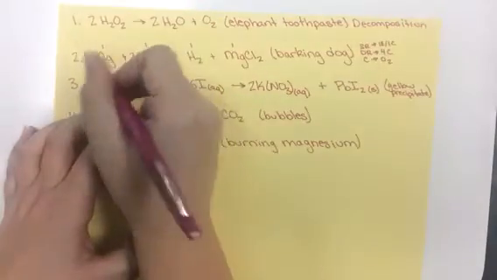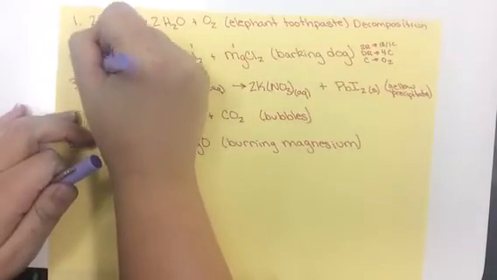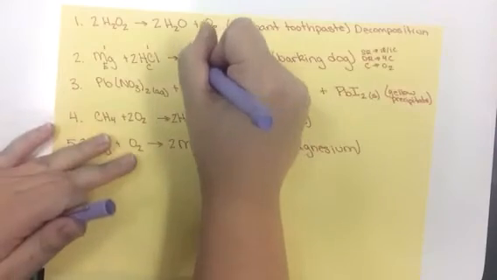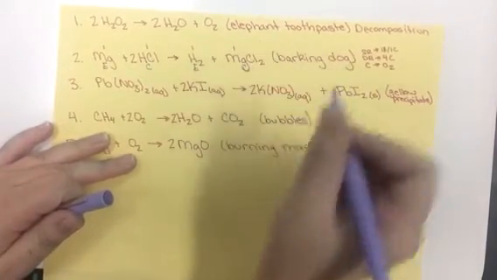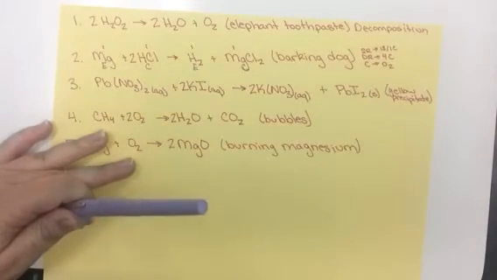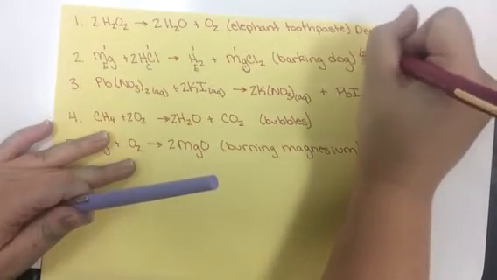So let's count. Magnesium is an element. Hydrochloric acid is a compound. And it yielded hydrogen, which is an element, and magnesium chloride, which is a compound. So I have 1 compound and 1 element on each side. So it means that the barking dog experiment was a single replacement reaction.